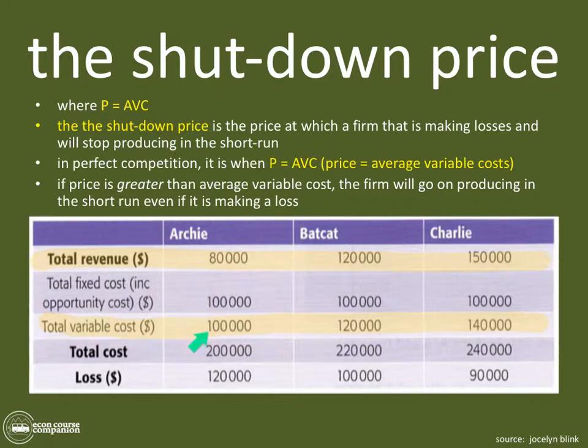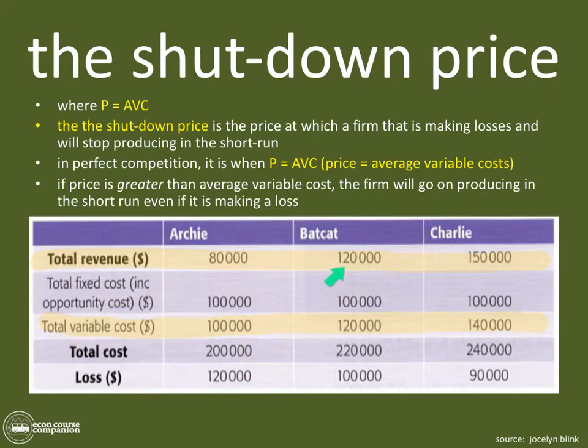Okay, they're 100 plus 100, which is 200, but their losses that month are $120,000, and the losses are greater than the fixed costs, and so that firm, Archie's firm, should not open up, or if they're already open, they should shut down. Okay?